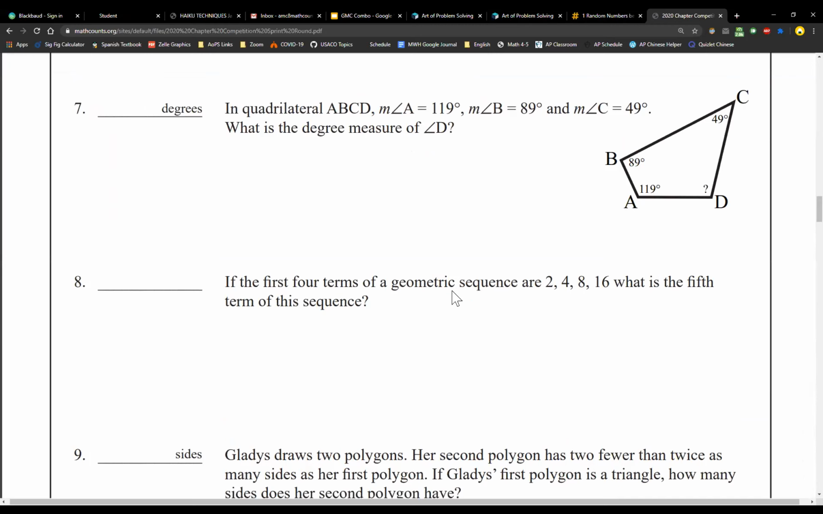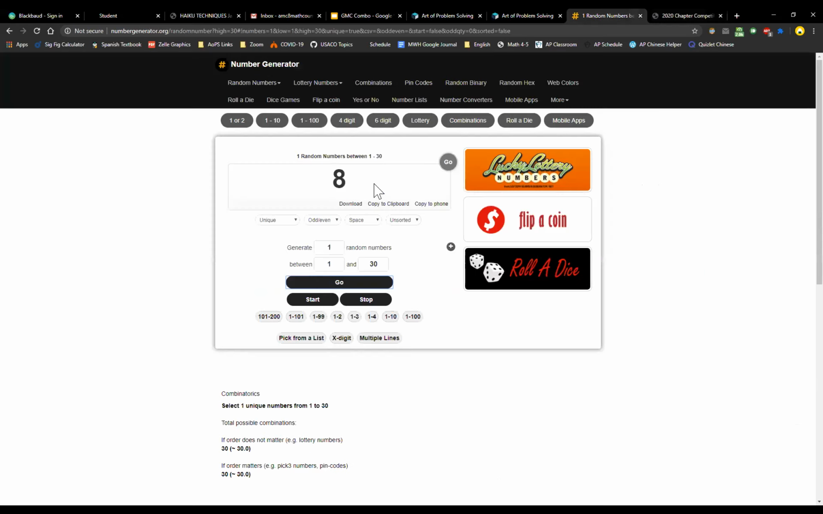Okay, so we have a geometric sequence. And I explained what this was 2 weeks ago. Okay, yes, it's 32. Basically, every time the number multiplies by 2. So the next one is 32. All right, let's have a question between 15 and 30. Okay, 16.